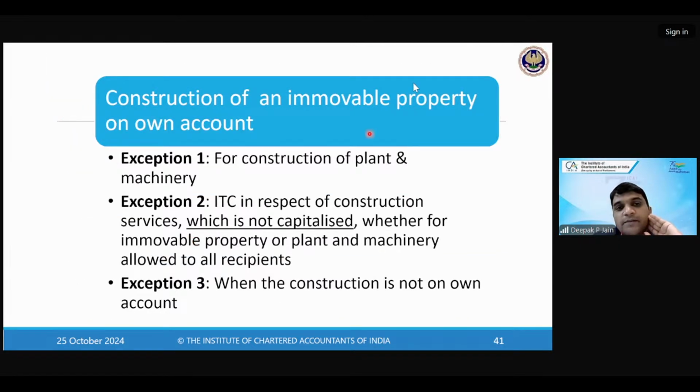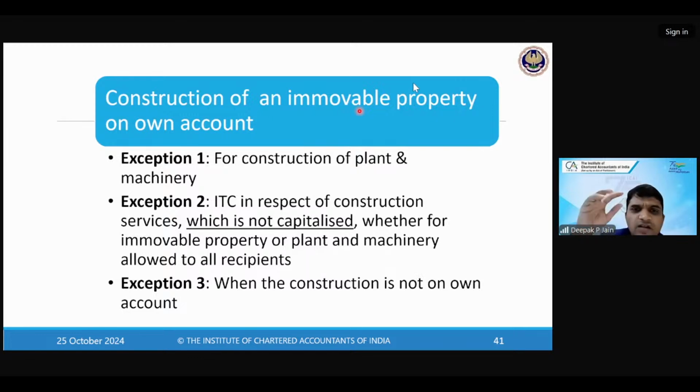Now, next exception we are done. Another kind of service which is blocked is construction of immovable property on own account. Like we said, if you take works contract services and do a construction, then you become smart. You say, okay, we will not do works contract, we will buy ourselves and construct it. Then also credit is not available. It says construction of an immovable property on own account. If you are doing a construction on your own account, still credit is not available.